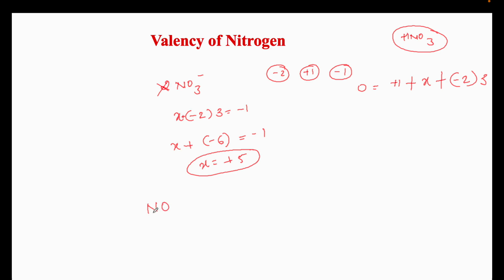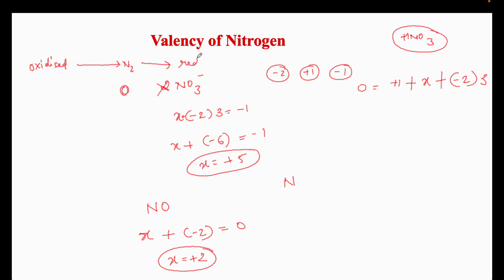Similarly, if we have NO, then it will be X plus -2. Valency of oxygen is -2. Since overall charge here is 0, we will equate it to 0. So X will be equal to +2. So the valency of nitric oxide is +2. So in the denitrification process, we go from the most oxidized, to elemental, which has 0 valency, to most reduced.